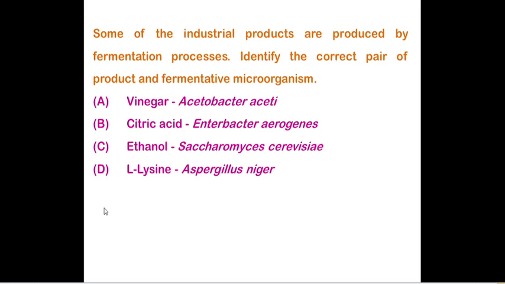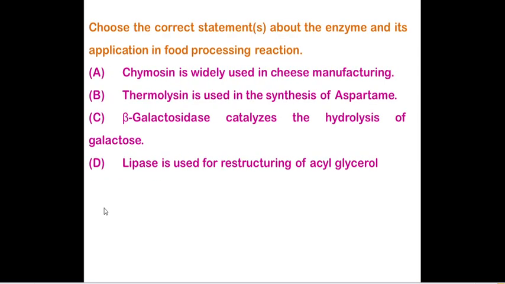So option A and option C are correct, whereas option D is incorrect. Here they mention L-lysine is produced by Aspergillus niger. L-lysine is generally produced by Corynebacterium, Brevibacterium, E. coli. It is not produced by Aspergillus niger. So option A and option C are correct.